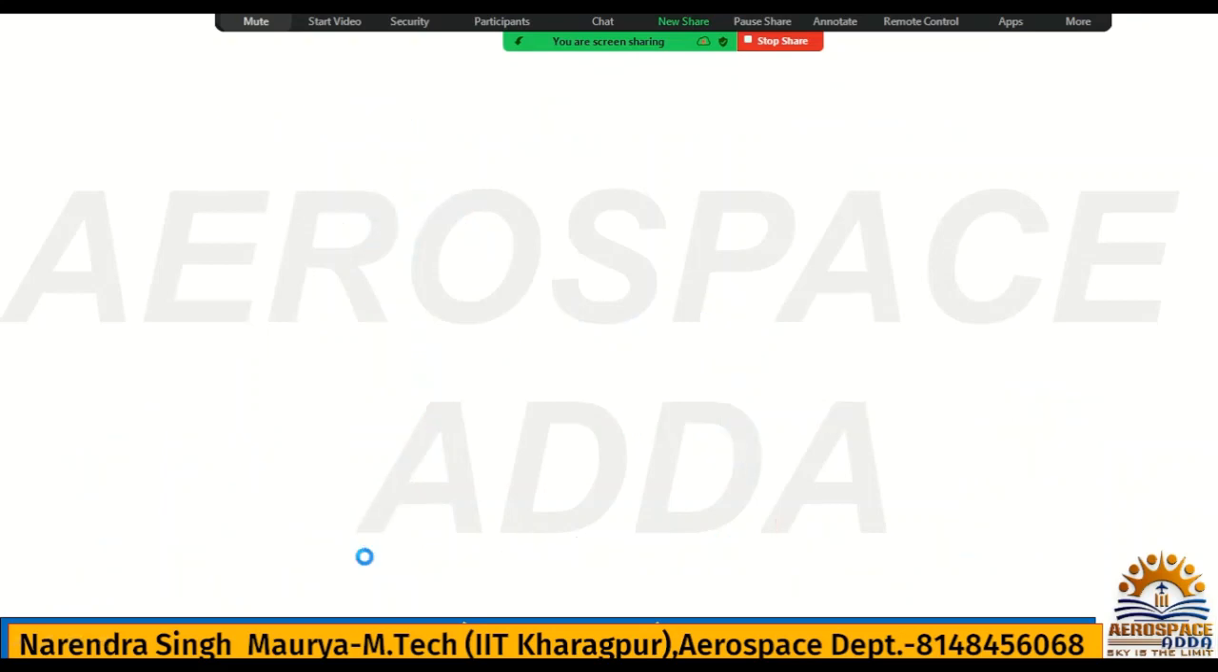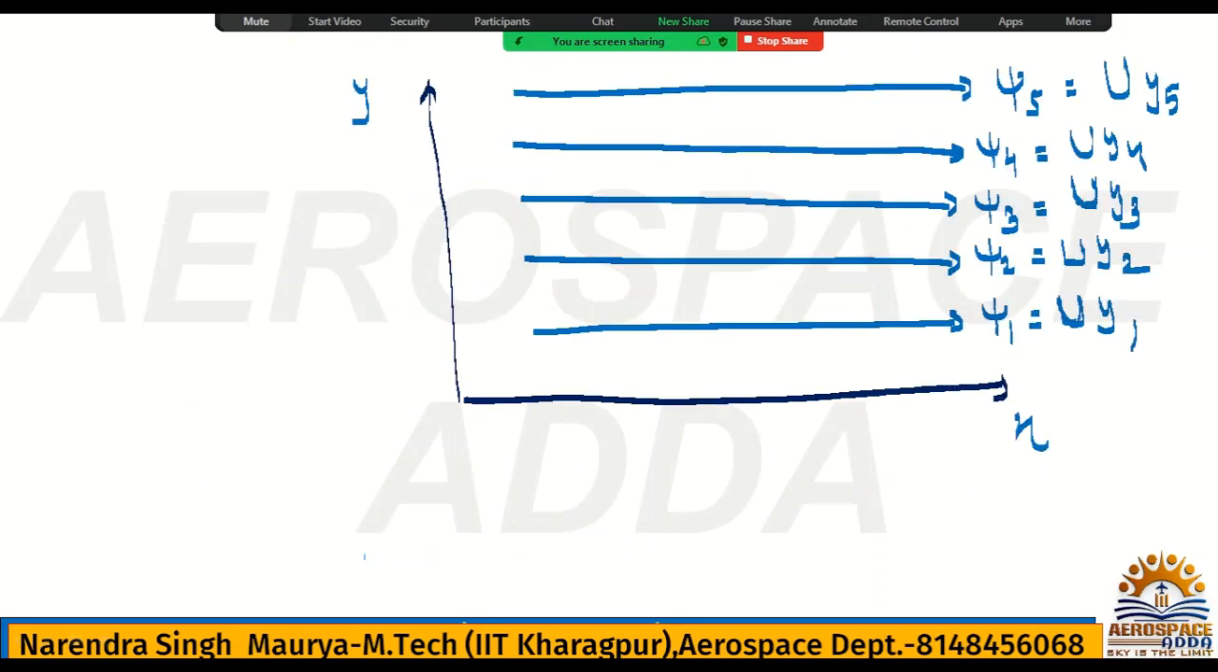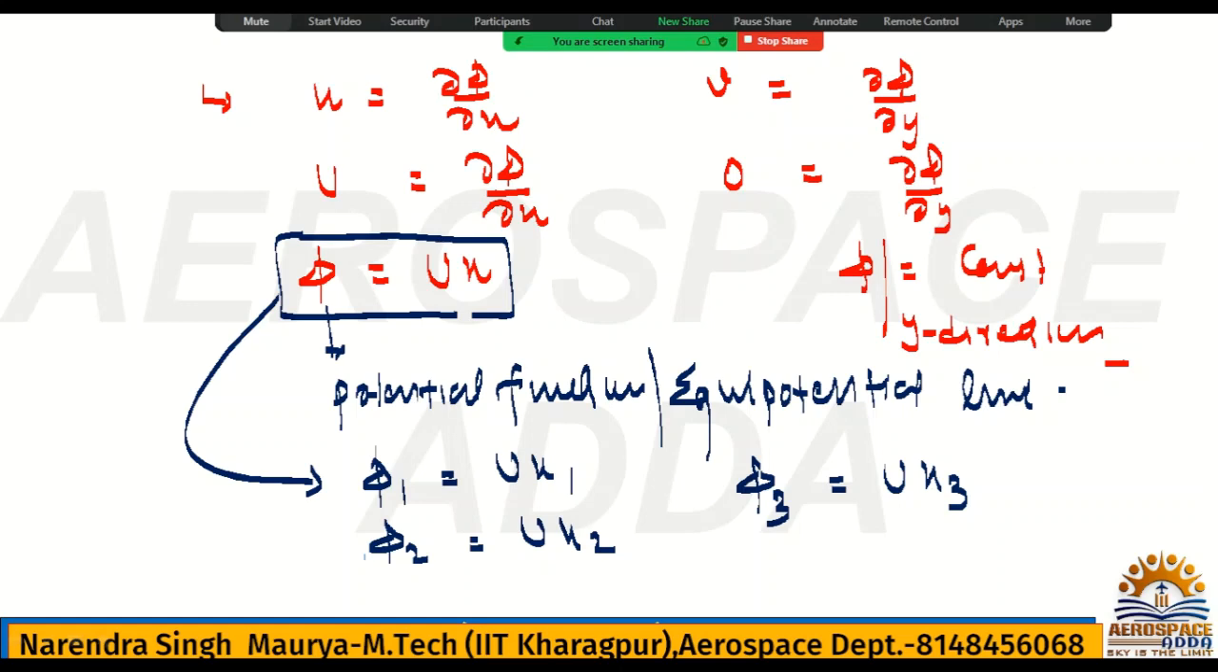Now check about the potential line. As I told you, the equipotential line doesn't have any direction. But one thing you have proved in the last class: the equipotential line and streamline are both perpendicular to each other. So the streamline direction you have seen here, I have shown you. This is the streamline direction. So where will the equipotential line be? Just perpendicular. That is the one thing you have proved in the last class.